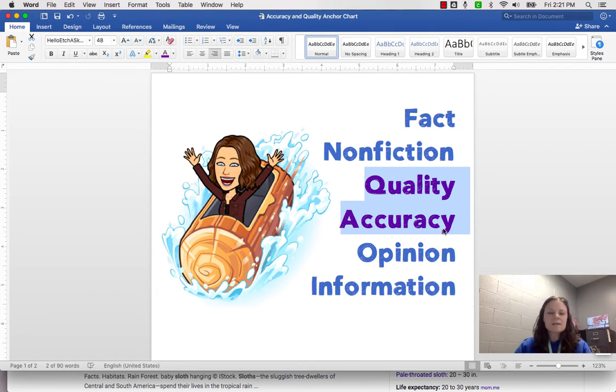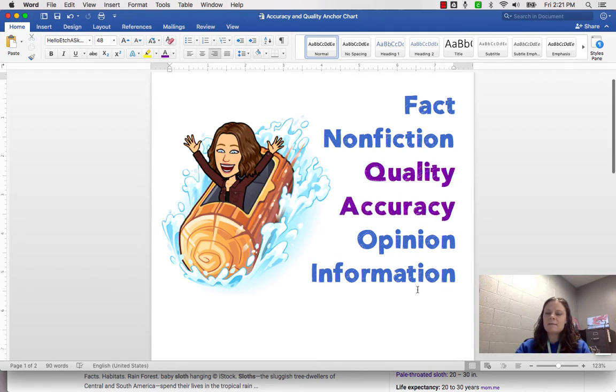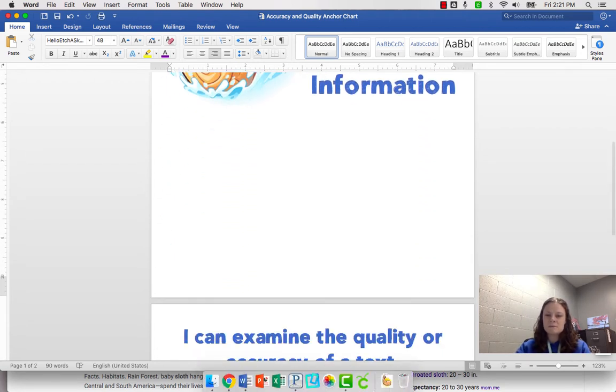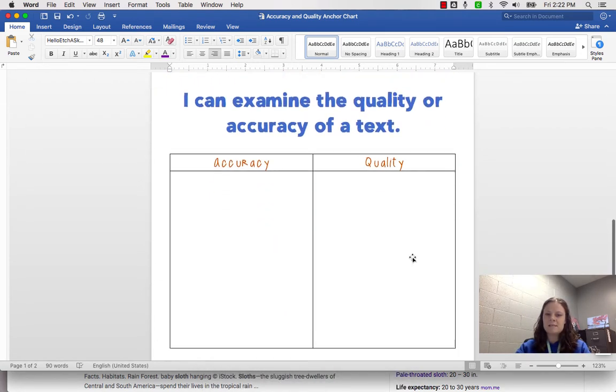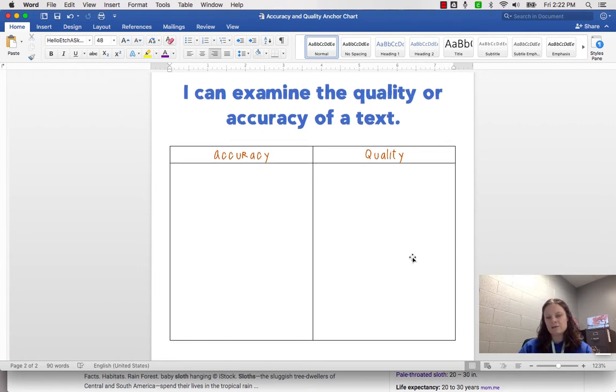And so we talked a little the other day about how to make sure that something is accurate. So we're going to go into more detail and review a little bit about that. But then we also want to make sure that our sources and that the information that we're reading is quality information. There's a few different ways we can do that. So our goal today is to examine the quality or accuracy of a text.